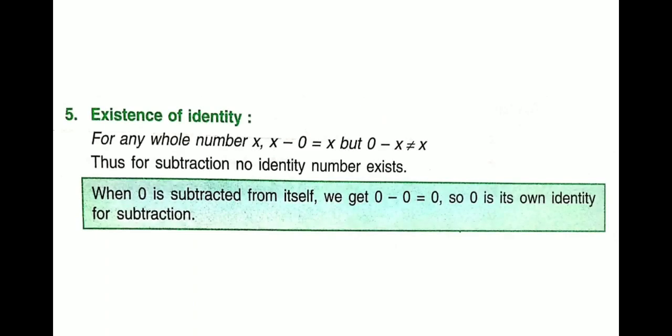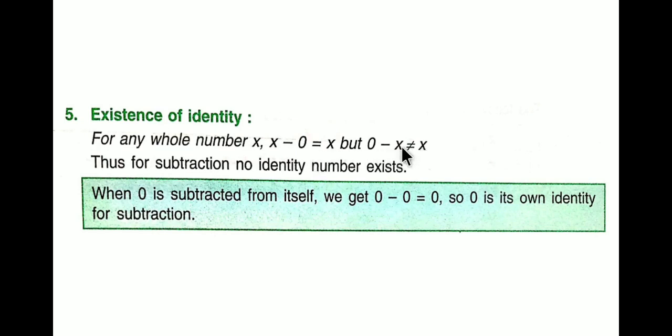Fifth, existence of identity. For any whole number x, x minus 0 will remain x. That means for any whole number, let's say 5, 5 minus 0 will give us 5. But 0 minus x is not equal to x. It means if we subtract 5 from 0, 0 minus 5, the answer will be minus 5. We won't get 5 itself.